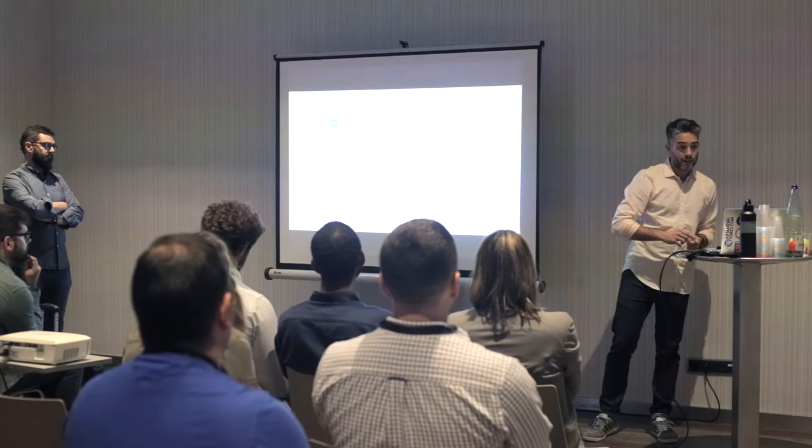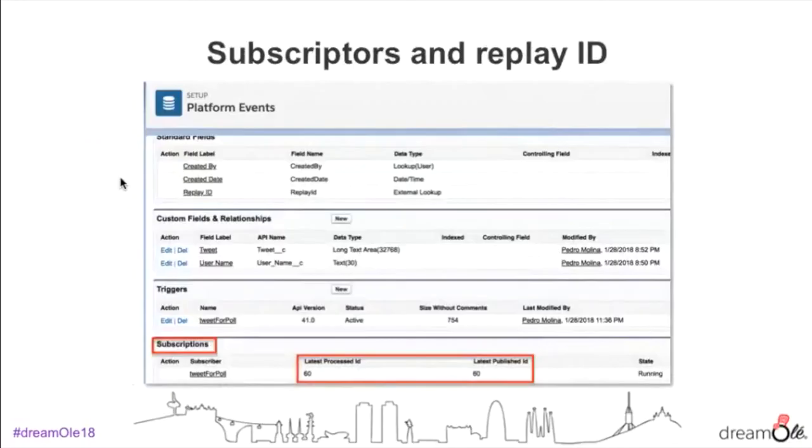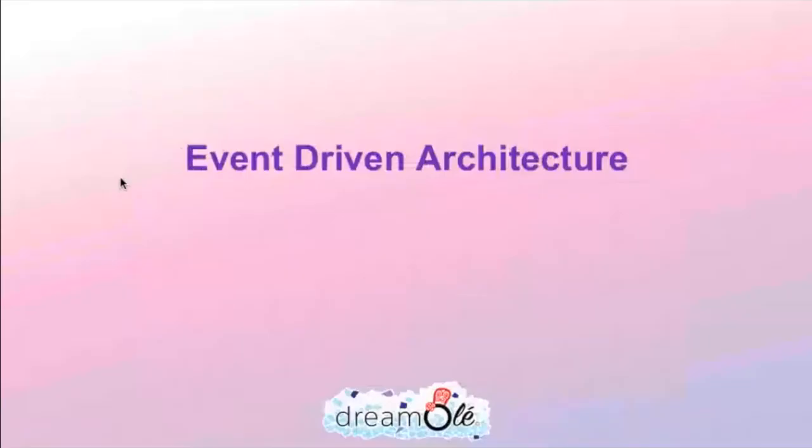I said before that it does not have a user interface, but in the setup it does, alright? What you can see here is quite similar to a standard sObject interface in the setup, but it has a new area in there. What you can see in there is how many subscribers you have to this event and also the status of your replay ID.